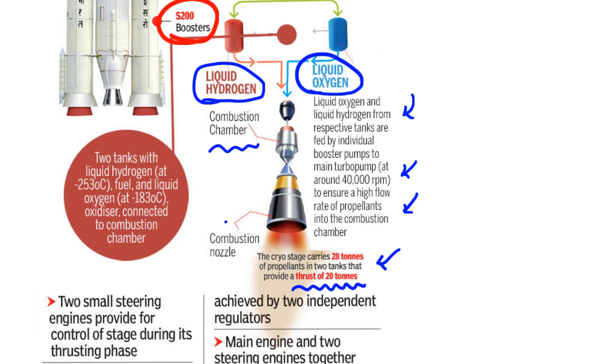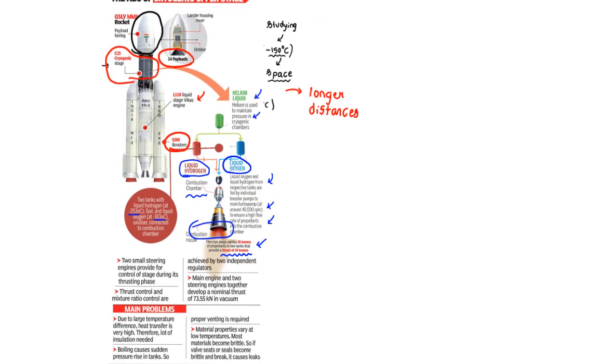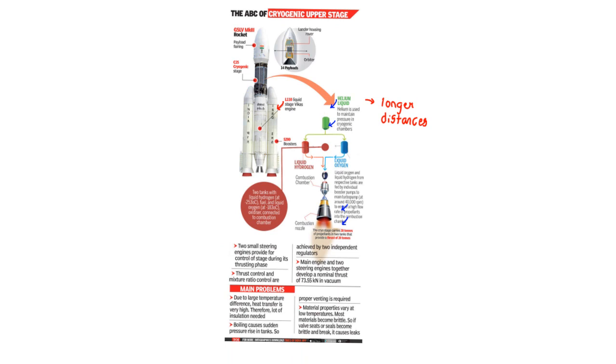This is the nozzle, the combustion nozzle, as the picture shows. Clear? See here, the two tanks with liquid hydrogen at minus 253 degrees Celsius and liquid oxygen at minus 183 degrees Celsius. Okay, these are called oxidizers connected to the combustion chamber. Clear? I think you got all the knowledge related to space technology, and this is the ABC of the cryogenic upper stage. Clear? Yes. And right now this would make sense what a cryogenic upper stage engine is and how it works in real life, right? Yes.